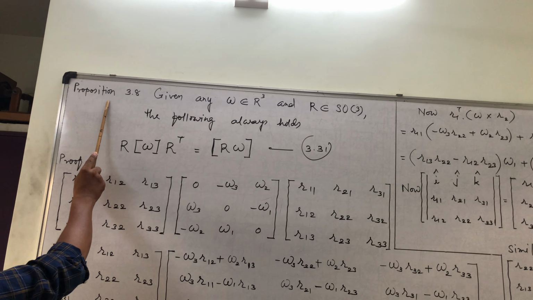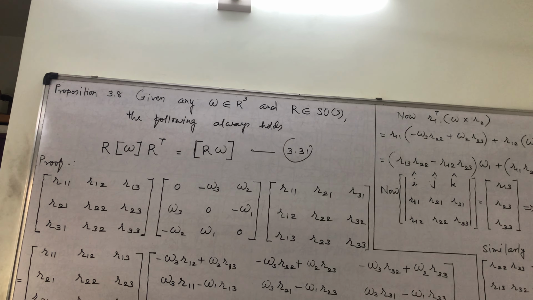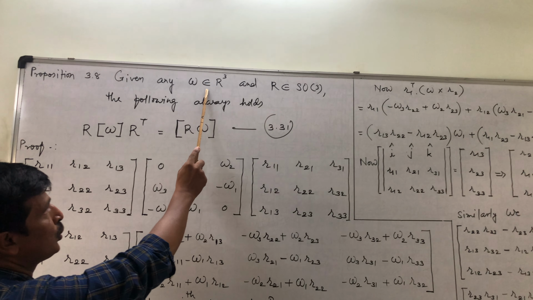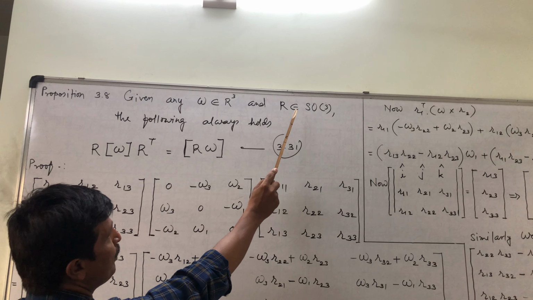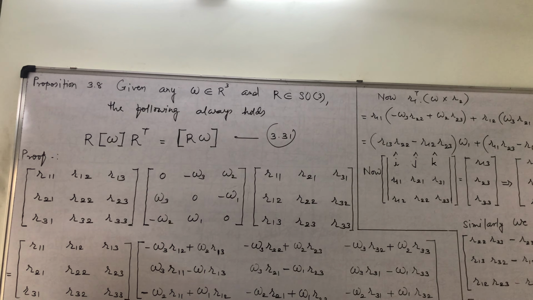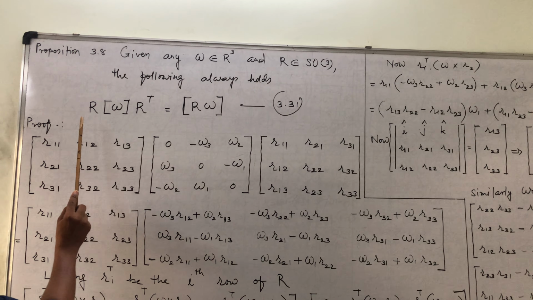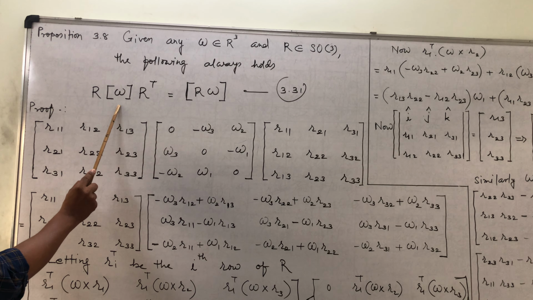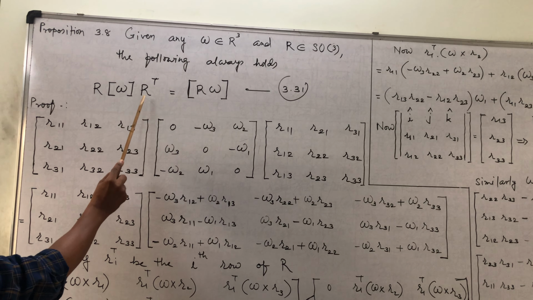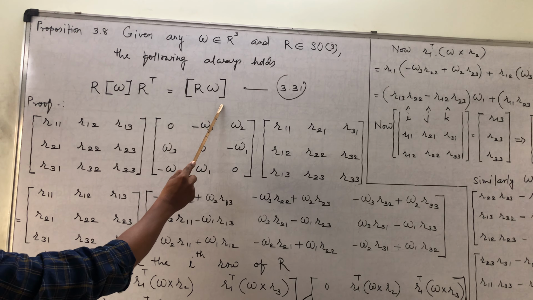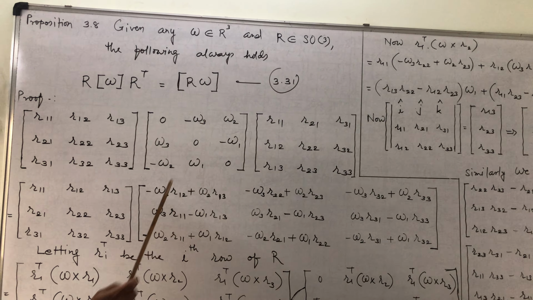We will give the proof for proposition 3.8. Given any omega belongs to R cube and R belongs to SO3 rotation matrix, the following always holds: R into skew symmetric matrix of omega into R transpose equal to R omega skew symmetric matrix.